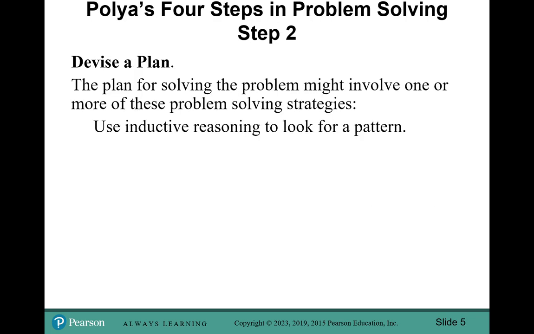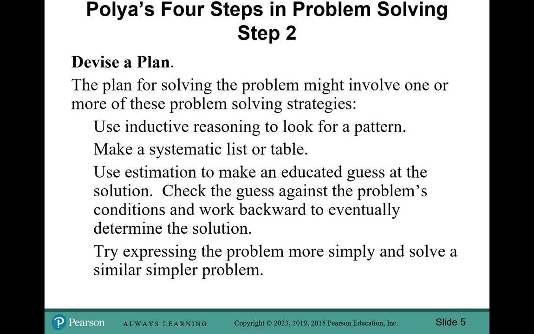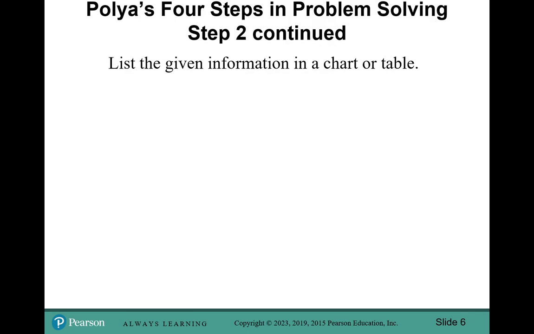Step 2, we are going to devise a plan. The plan for solving the problem might involve one or more of these problem-solving strategies. We could use inductive reasoning to look for a pattern. We could make a systematic list or table. We could use estimation to make an educated guess at the solution. We could check the guess against the problem's conditions and work backwards to eventually determine the solution. Or we could try expressing the problem more simply and solve a similar but simpler problem. We could also use trial and error.